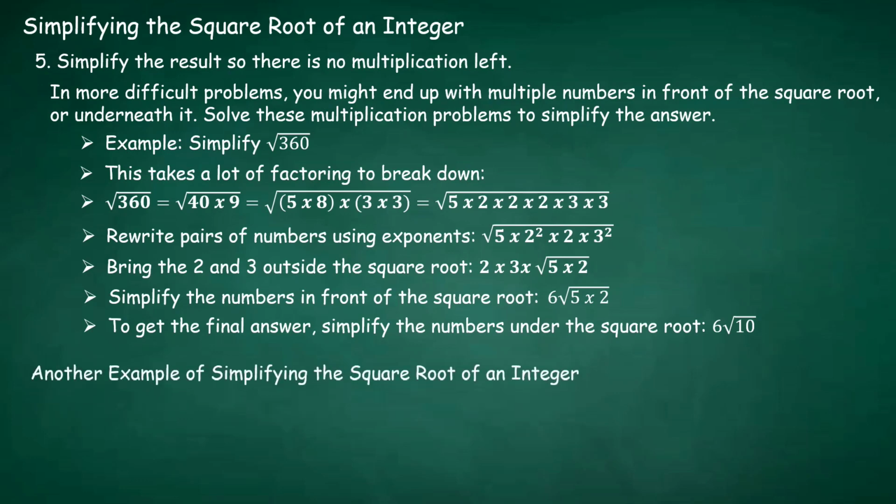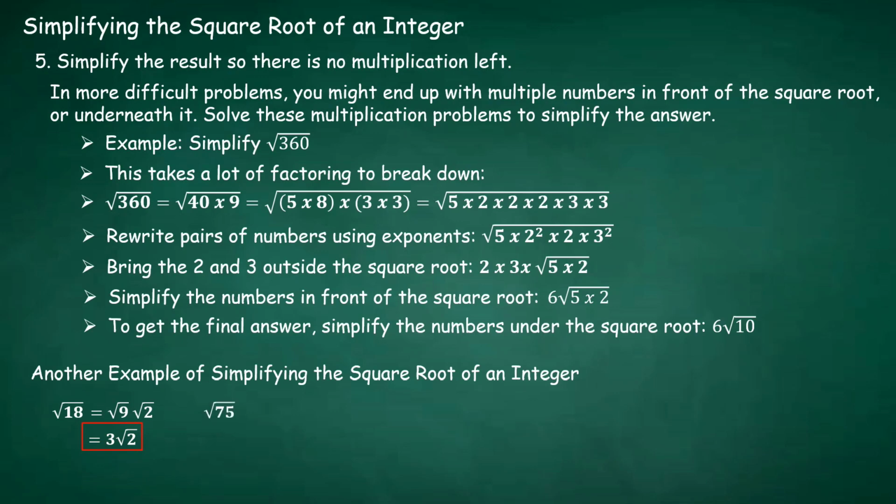Another example of simplifying the square root of an integer. What is the square root of 18? First we need to factor. So the factors of 18 are 9 and 2. We can write this as the square root of 9 and the square root of 2. Then take the square root of 9 as 3. And then rewrite the square root of 2. So therefore the square root of 18 is 3 square root of 2.